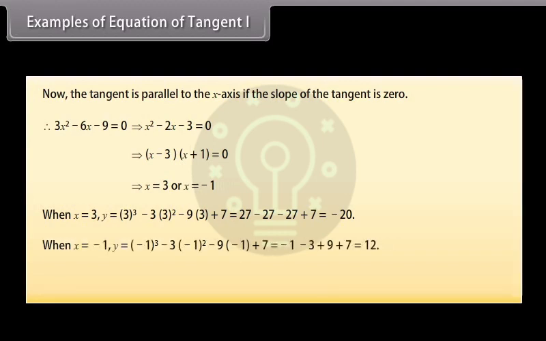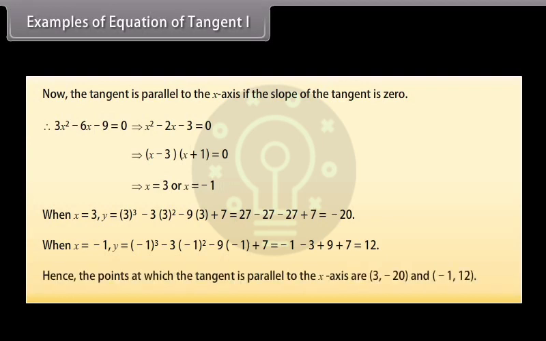When x is equal to minus 1, y is equal to minus 1 cube minus 3 into minus 1 square minus 9 into minus 1 plus 7 is equal to minus 1 minus 3 plus 9 plus 7 is equal to 12. Hence, the points at which the tangent is parallel to the x-axis are (3, minus 20) and (minus 1, 12).